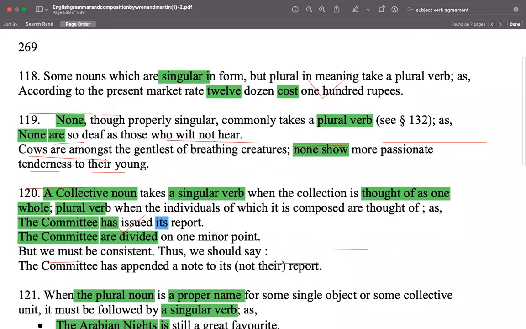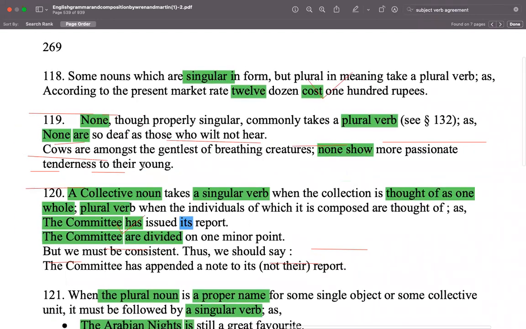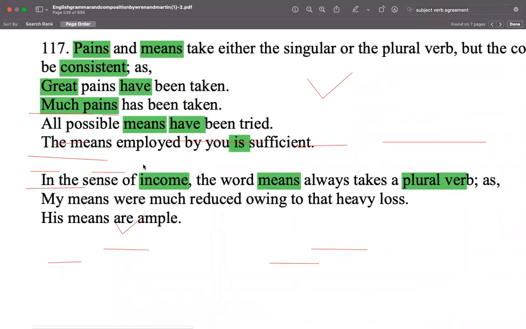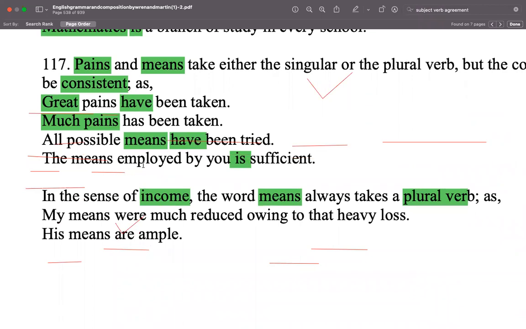Can you just explain that part again, sir? Why "much pains has been taken"? So why will it take a singular verb? Now tell me, what do you mean by pains, P-A-I-N-S, in the first place? What is the meaning of that? It's like all the pains together.